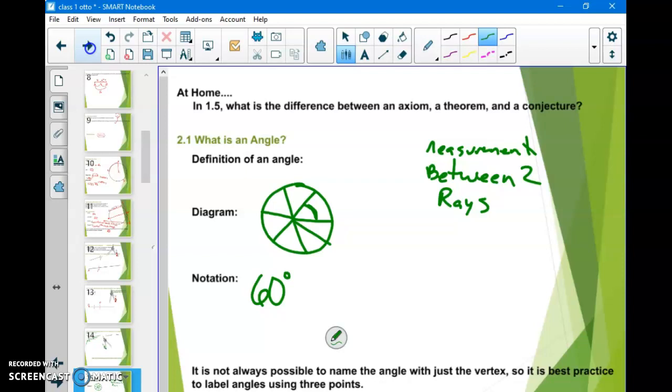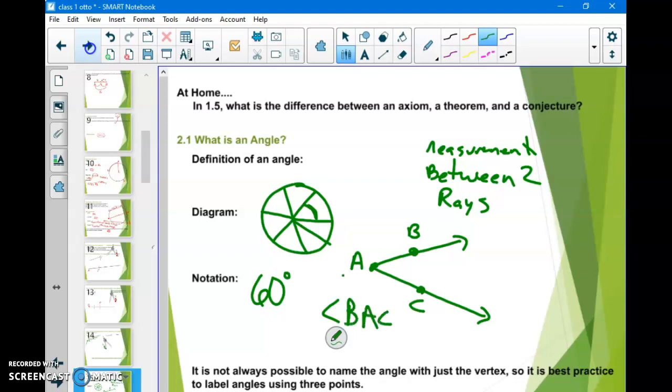It is not always possible to name an angle with just a vertex, so it is best practice to label angles with 3 points. What we're talking about there is the labeling. To name the angle, we would say angle, and put an angle symbol in front of it: A, B, C. The middle letter is always the vertex. One of the ways to name angles, the preferred way, is the 3 letters. But there's also using just the vertex.